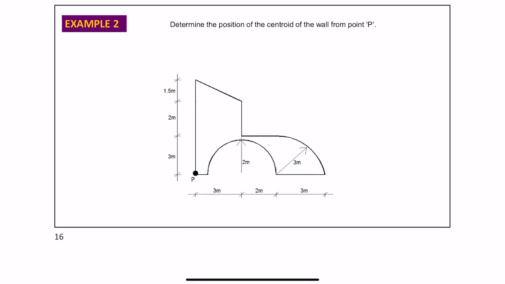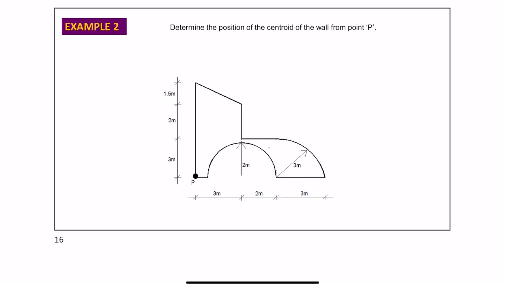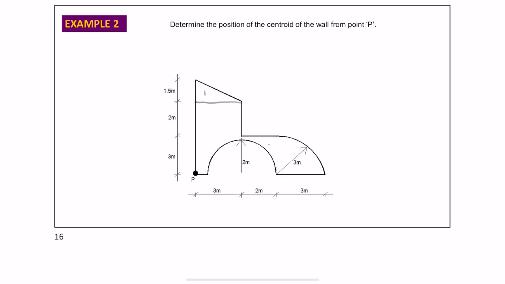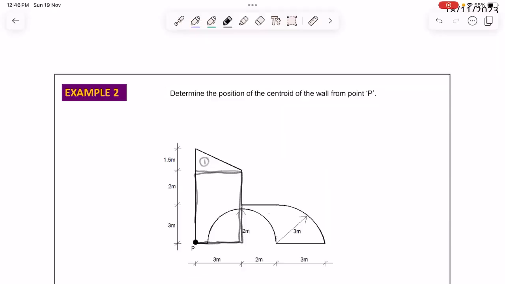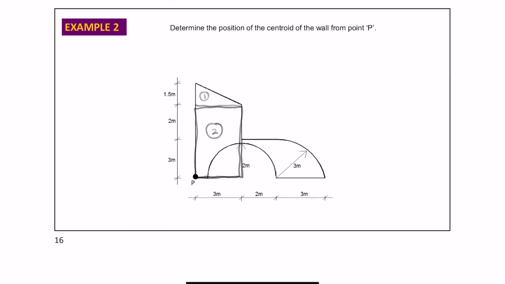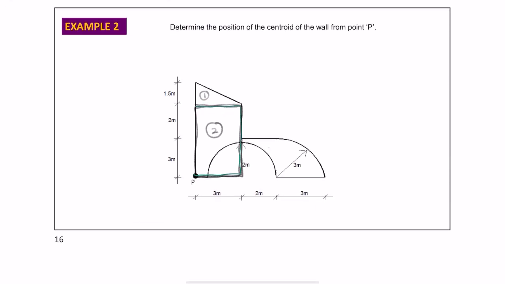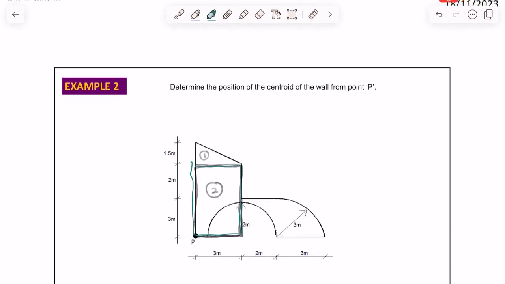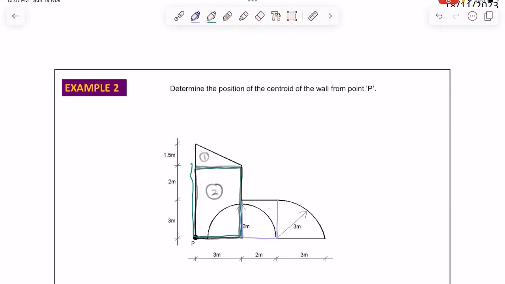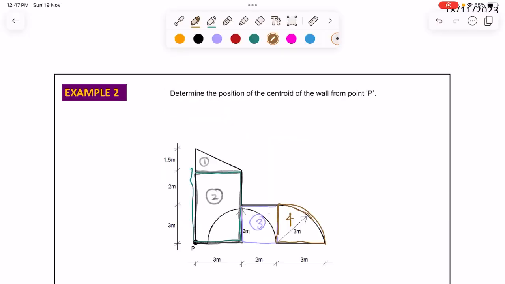Before that, we need to divide this wall into a few sections because we might not be able to calculate the object as a whole directly, since the object is quite complex. You can divide it. Maybe you put it as 1. Next, you can divide this into 2. Or maybe I use a different color. Yes, this is number 2. Then we have another rectangle, number 3. And a quarter circle, number 4.